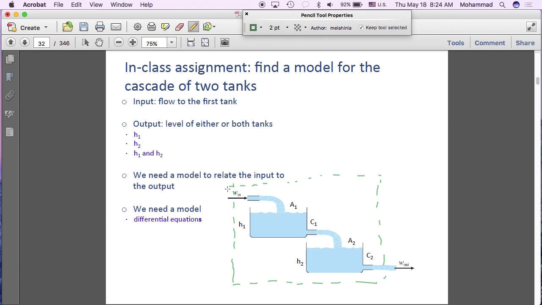So I'm going to give you like 30 seconds. Try to write the equations that would govern the system. And then I'll show you my solution. Or we'll work together on it.